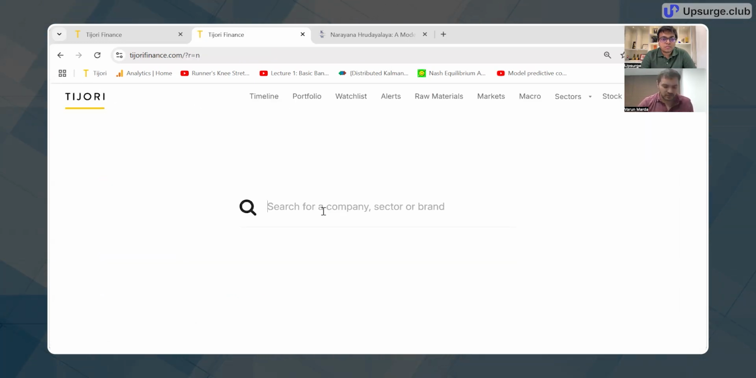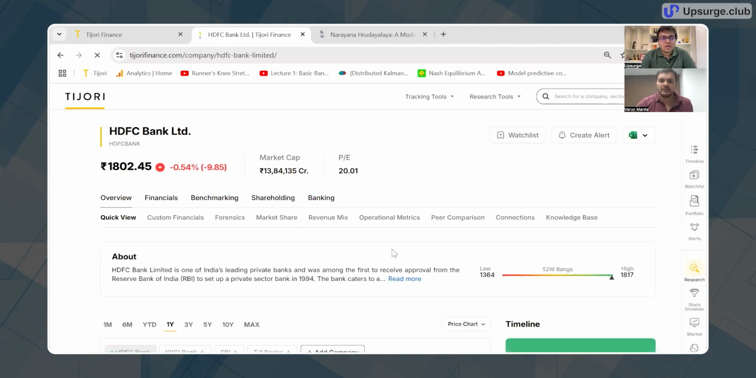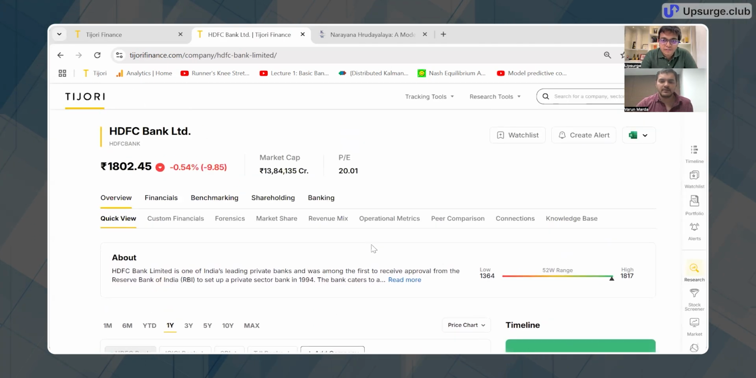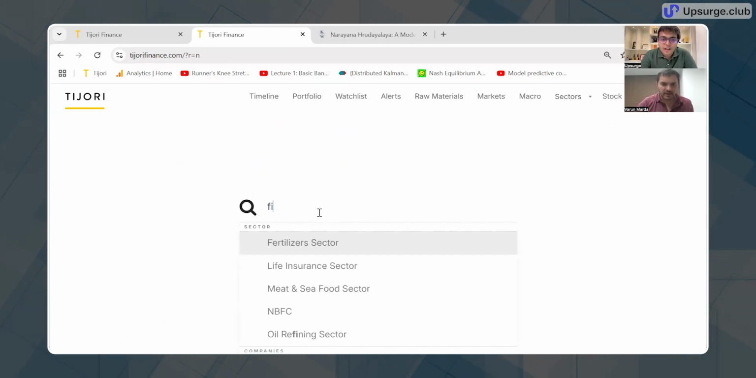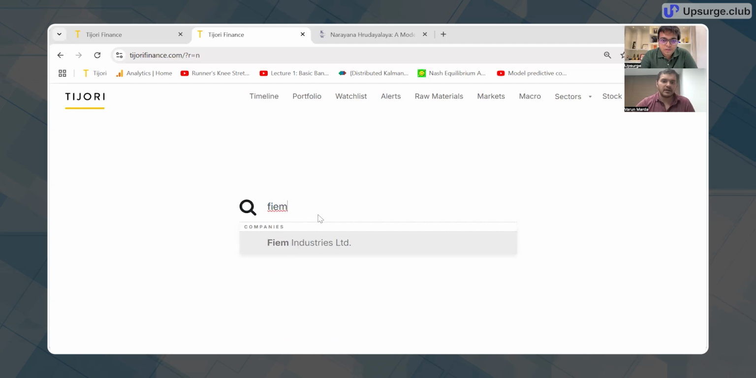So if I go to, let me just go to HDFC Bank. Or do you have any company in mind? So for customers and suppliers, I had PM Industries in mind. How would I spell it? FIEM. Yes, correct.